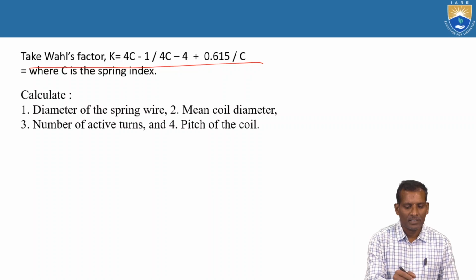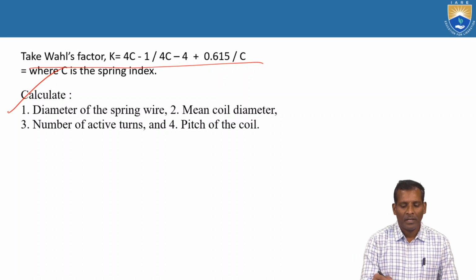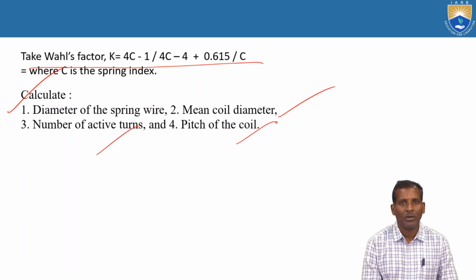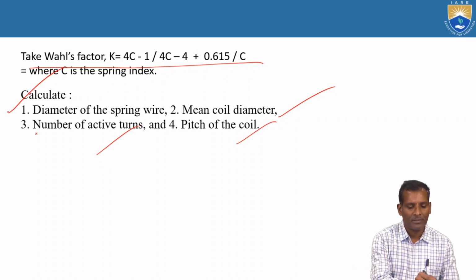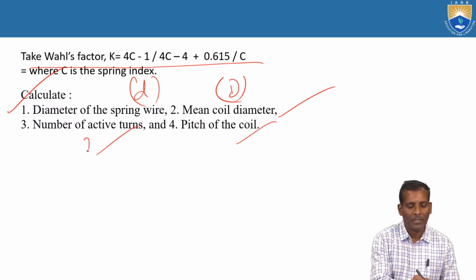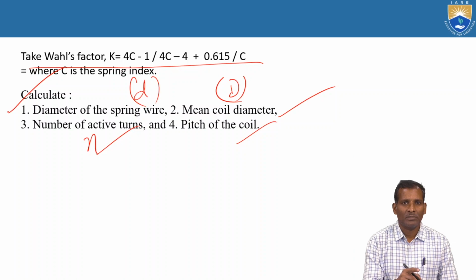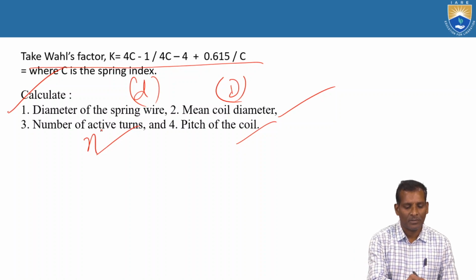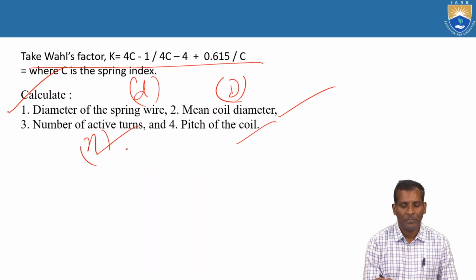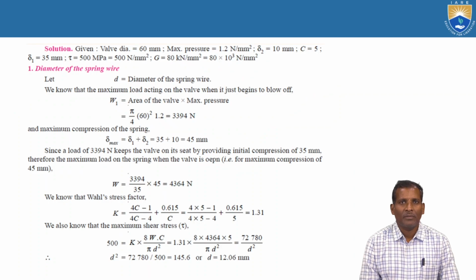What is asked in the design part: the diameter of the spring wire, the mean coil diameter, the number of active turns and the pitch of the coil. The first one is small d, the diameter of the spring wire, then the mean coil diameter capital D, and the number of active turns N. Total turns are different from active turns, which we already covered in the theory part, and then the pitch of the coil.